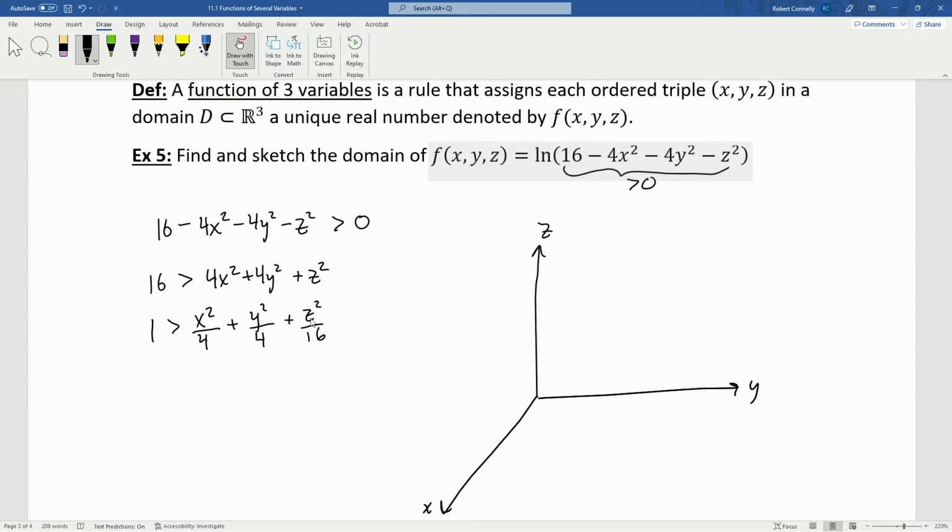But if z and y are both 0, then the boundary here would be when this is equal to 1. So that would be when x is 2. So everything in green, keep in mind, is just a boundary of this domain. The domain is just what's inside of this thing that we're drawing. Now, if we did the same thing and we fixed x and z as 0, we would get y equals 2. Now we would also get the negative values of x and y here.